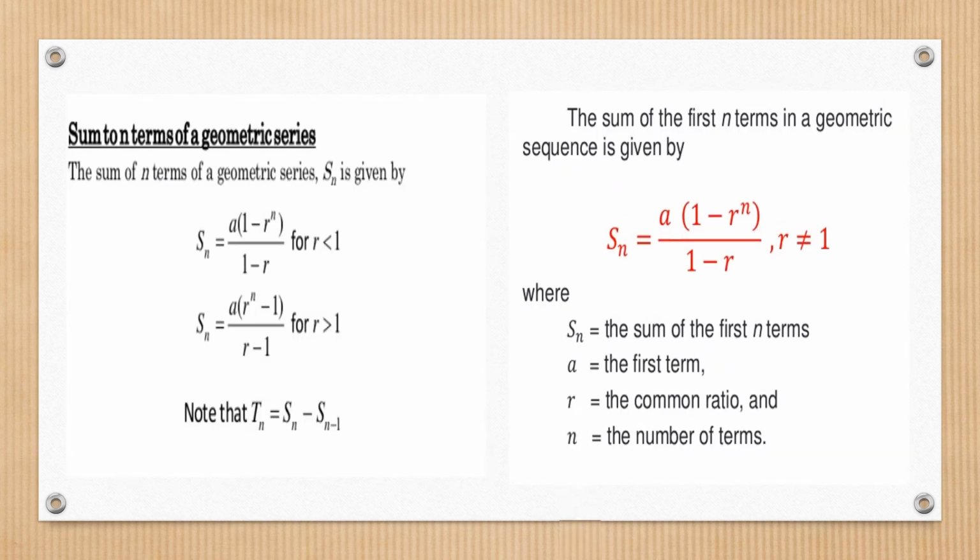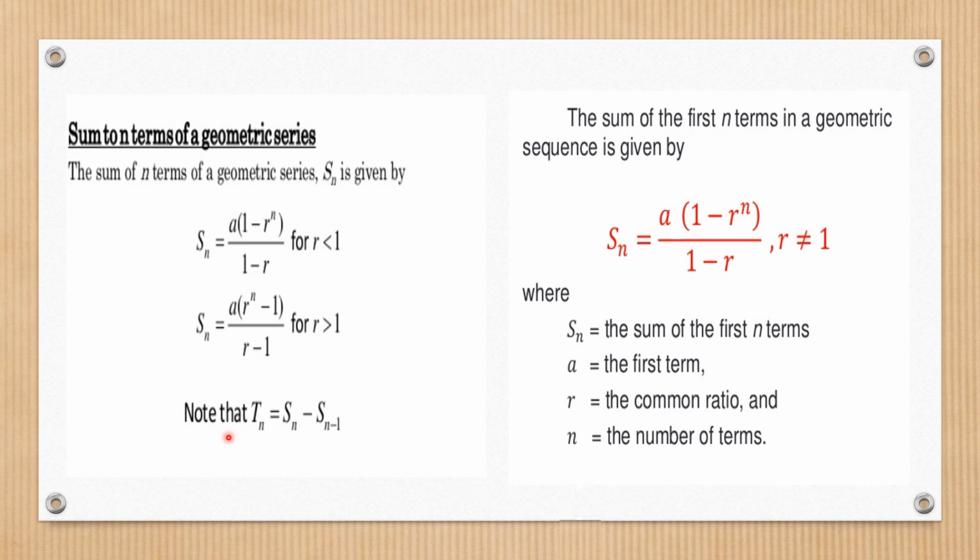Now the sum to n terms of a geometric series. The sum to n terms is denoted by Sn and is given by Sn is equal to a times 1 minus r raised to power n divided by 1 minus r. We take this formula when r is less than 1, but for r greater than 1, this formula is flipped. See here, it becomes a times r raised to power n minus 1 divided by r minus 1.